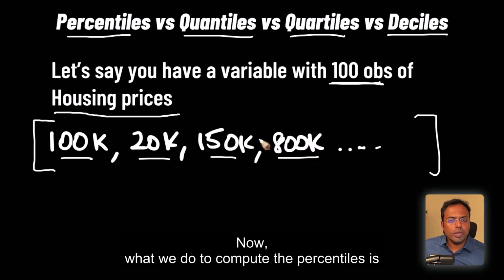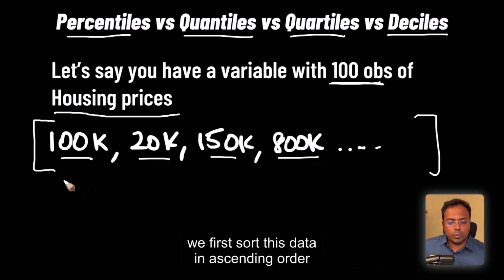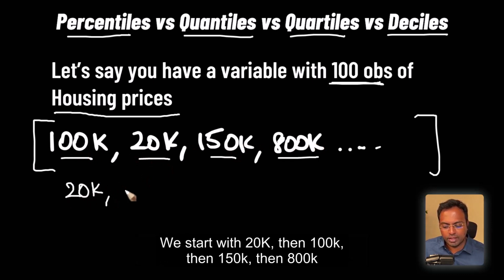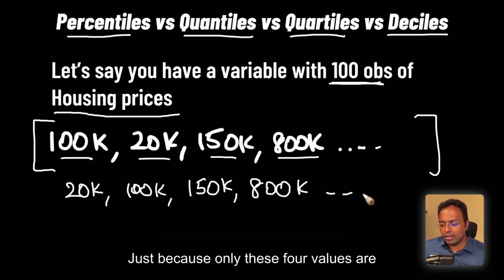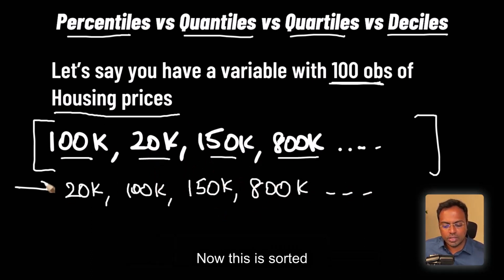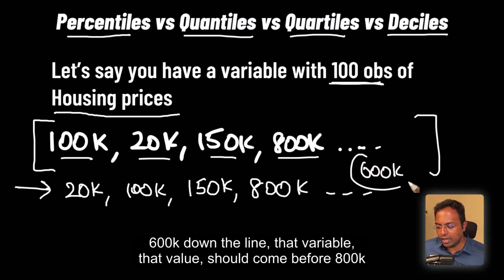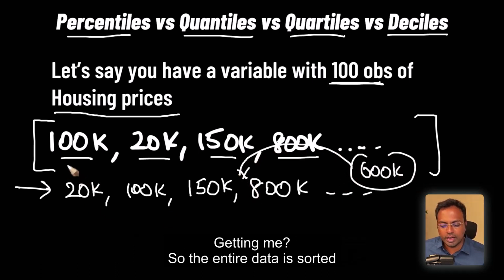Now, what we do to compute the percentiles is, we first sort this data in ascending order. Let's just sort this data as it is. So we start with 20K, then 100K, then 150K, then 800K. Just because only these four values are visible here, we are sorting it this way. Now suppose there is a value, say 600K down the line. That value should come before 800K. So the entire data is sorted.